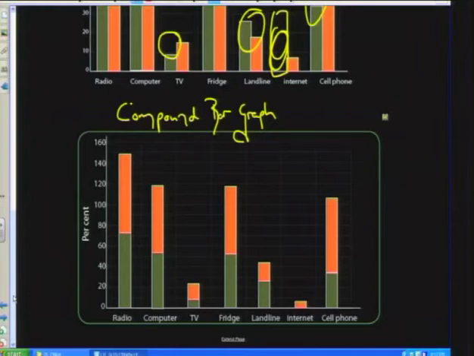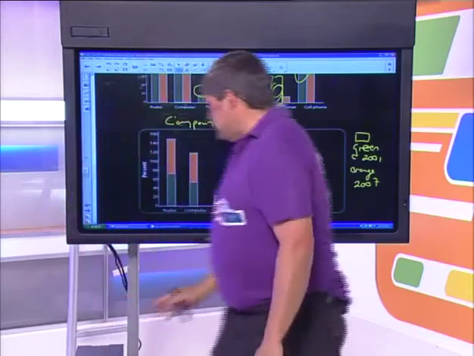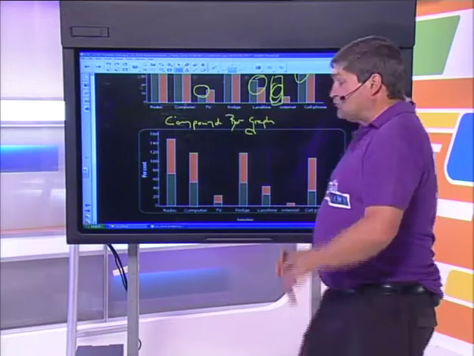Now, why would I use a compound bar graph? Here we can see green represents 2001, and we said our orange was 2007. Now, let's have a look at this. Why would we want to put information on top of each other? We would want to do that when we're more interested in the actual form of technology rather than who had the highest amount in what year.